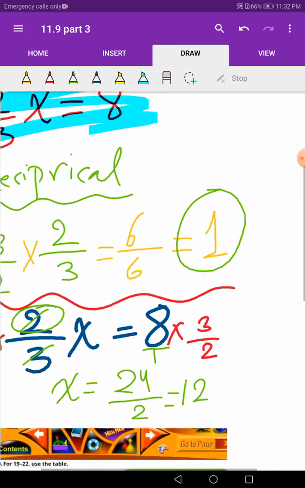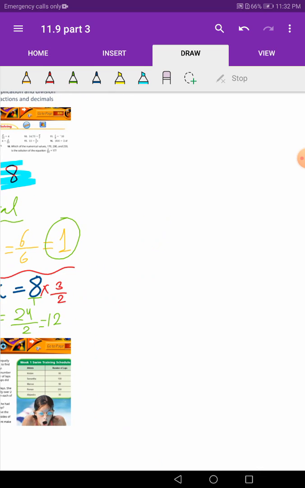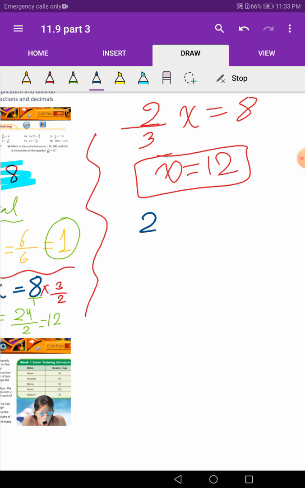Let's check this. The equation was 2 over 3 x equals 8. By the end, we got x equals 12. So let's just replace x by 12 and check. 2 over 3 times 12. Right? Because we know when there is no operation, it means multiplication. Does it equal 8?